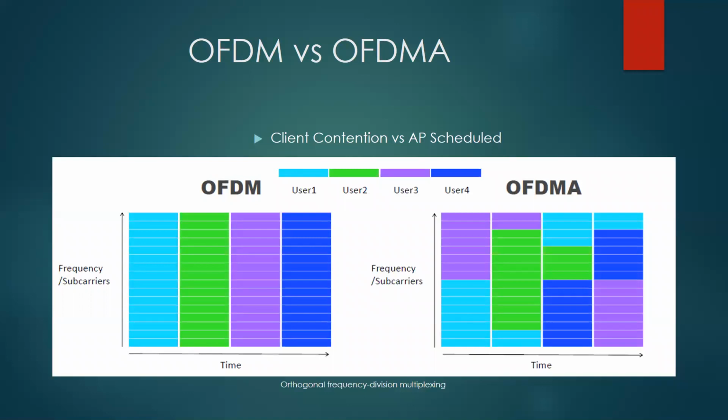If you want to know what OFDM stands for, I have it at the bottom there: orthogonal frequency division multiplexing. And OFDMA is basically the same thing, except instead of multiplexing at the end, it's multiple access, multi-user access. Very similar things, but OFDMA is a lot more efficient.